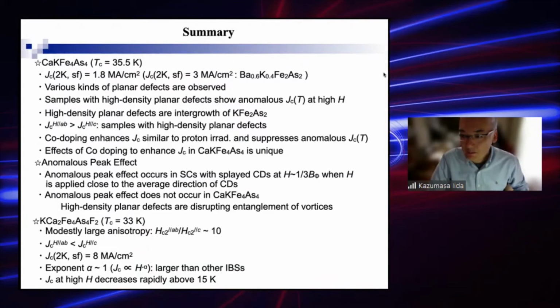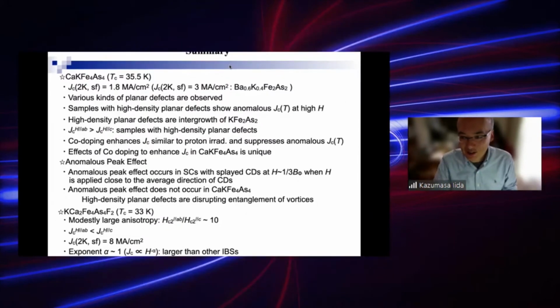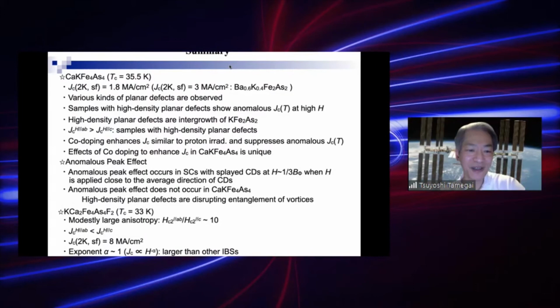Okay, I have a question. For the 1144, there are several potassium 122 layers present. What about the stability of the samples? If you expose them to the air, I expect some degradation of the samples. Well, actually, the samples are very stable. We don't see any degradation.